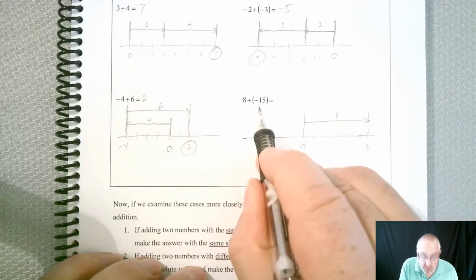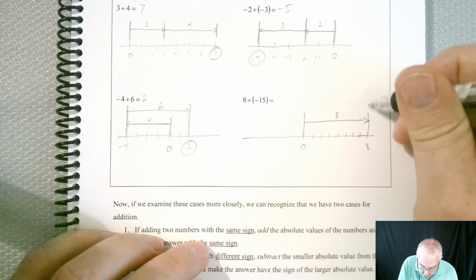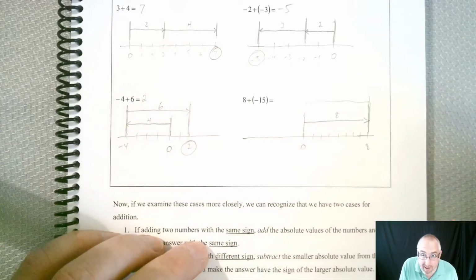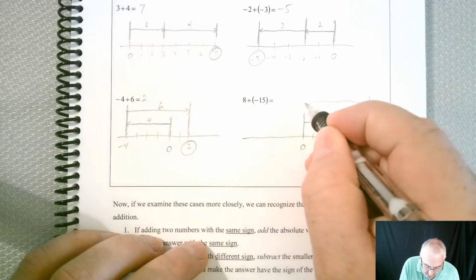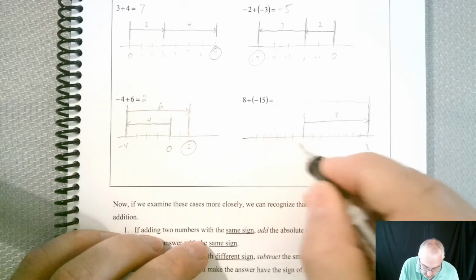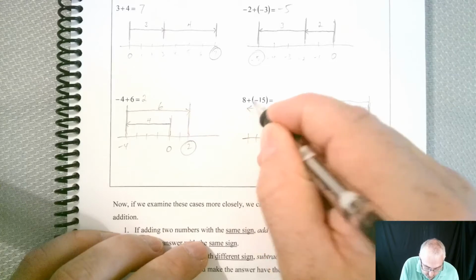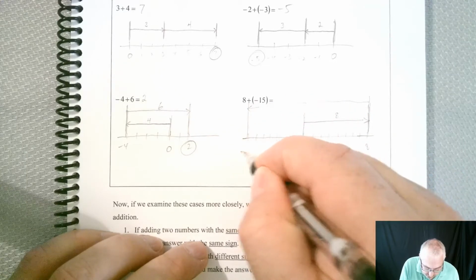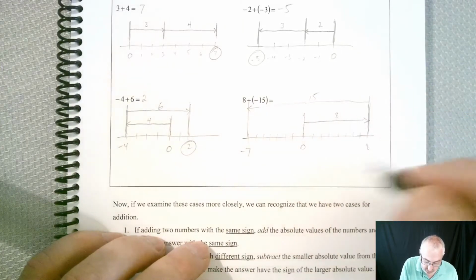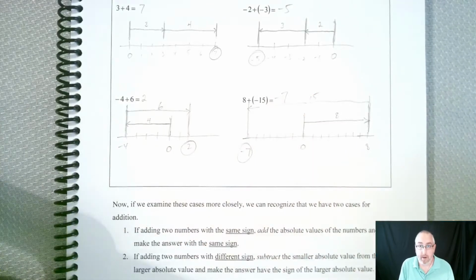But now they want you to go 15 units back to the left. From this 8, we go back the 8 units we went, and we have to keep on going. It turns out we're going to have to go 1, 2, 3, 4, 5, 6, 7 more spaces. That puts us at -7 once we go 15 to the left. So -7 should be our answer there.